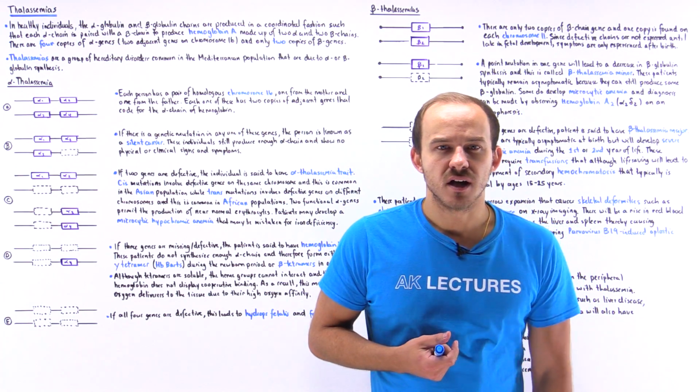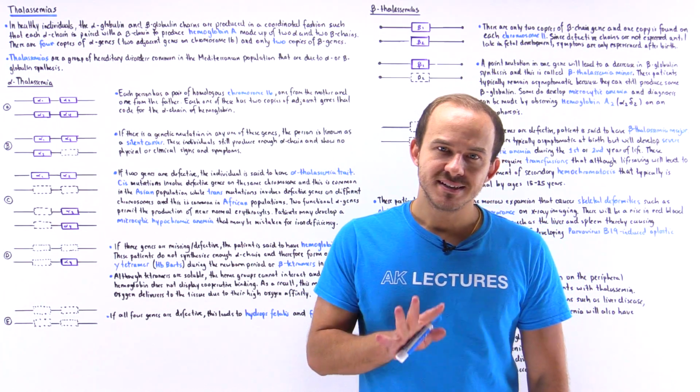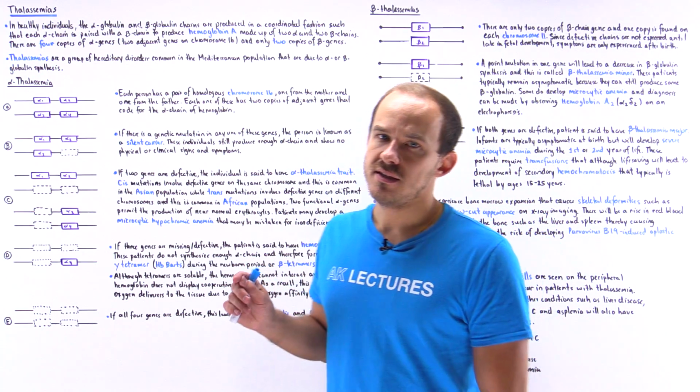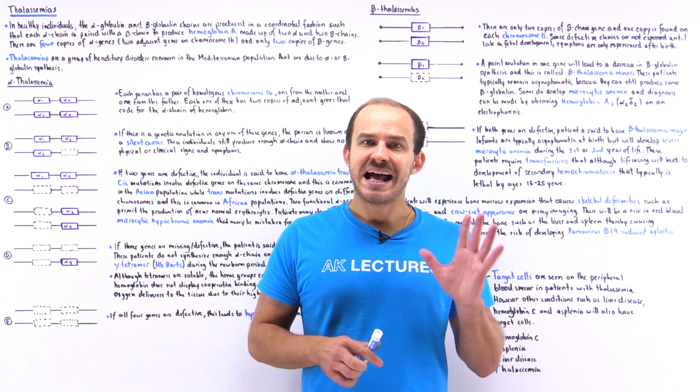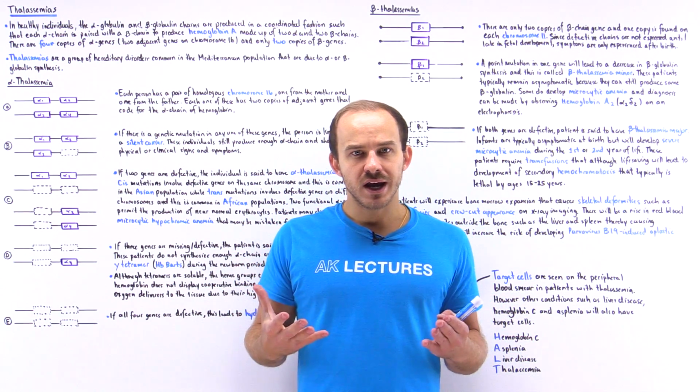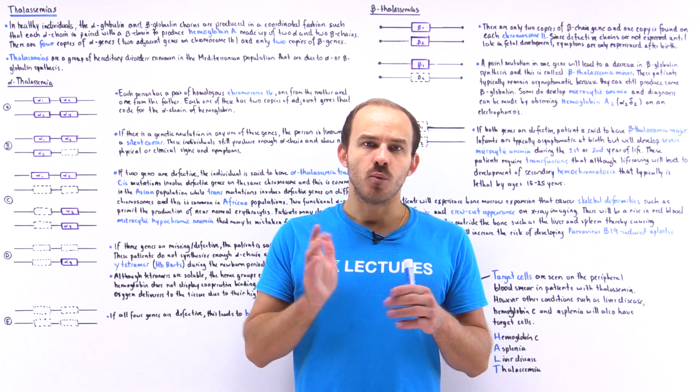So let's continue our discussion on hemoglobinopathy. In this lecture, we're going to focus on thalassemias. In normal healthy individuals, we typically generate an alpha chain and a beta chain in such a way that we always have a one-to-one correspondence.